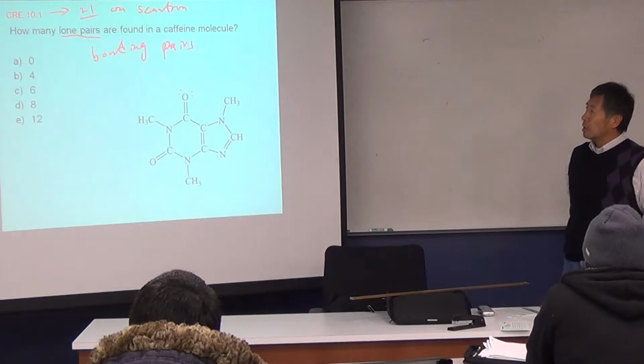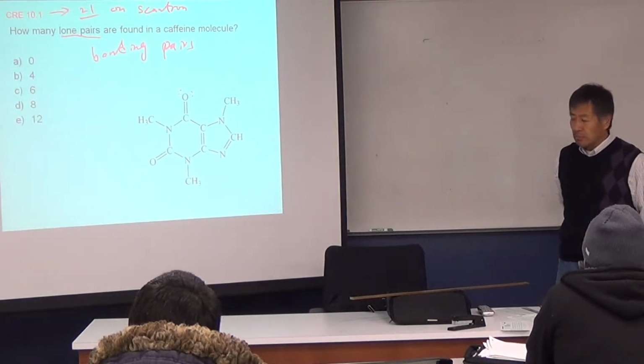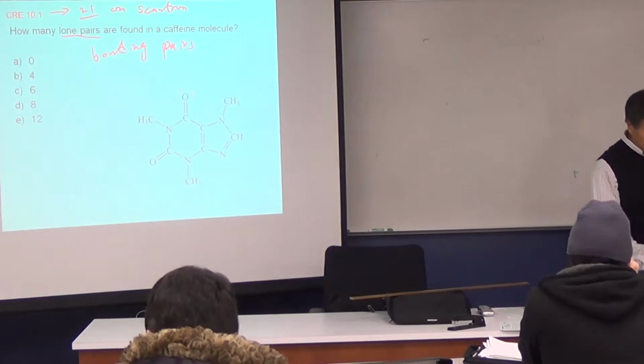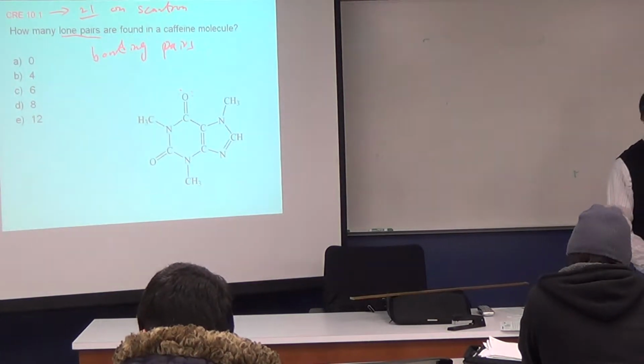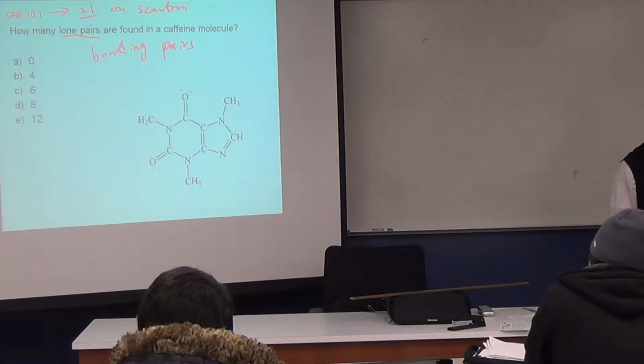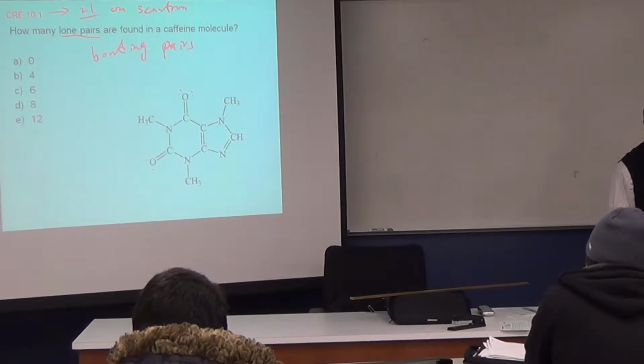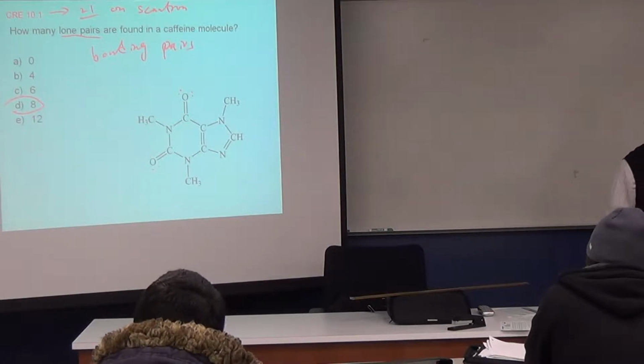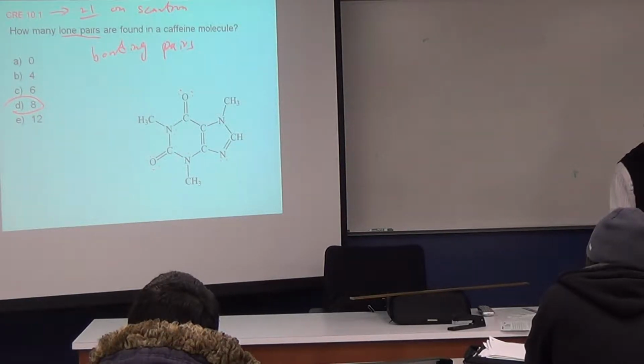Is it E? D? D, 8 pairs. Okay, so where are the 8 pairs? So these 2 pairs here. And now where are the other pairs? On the other oxygen, that's double bonded there. And then what else needs more pairs? Now we have 4 pairs altogether, but the answer is E, we have 8 pairs. Where are the other 4 pairs? On nitrogen. Nitrogen, 1 pair, 1 pair, 1 pair, and 1 pair. Okay, so you have 8 pairs.